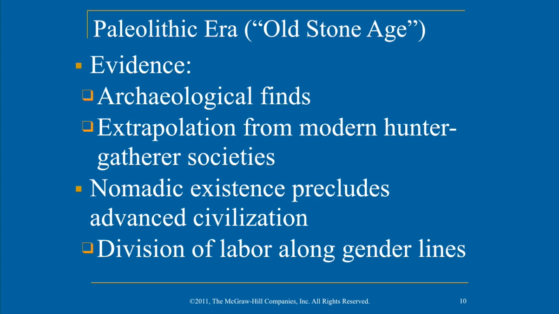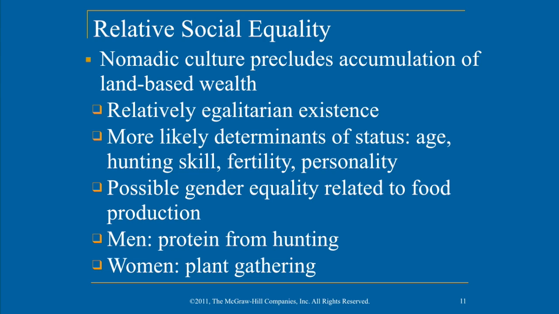This division among gender lines for labor, I already discussed, is kind of just a natural predisposition for the Paleolithic era. During this time, however, there was relative social equality. The nomadic culture precludes the accumulation of land-based wealth. You can't have any sense of wealth or social status based on land, which is the earliest form of money and wealth, without having a set place where you exist. How do you know which land is your land and which land is another person's land if you guys are always traveling looking for herds of animals?